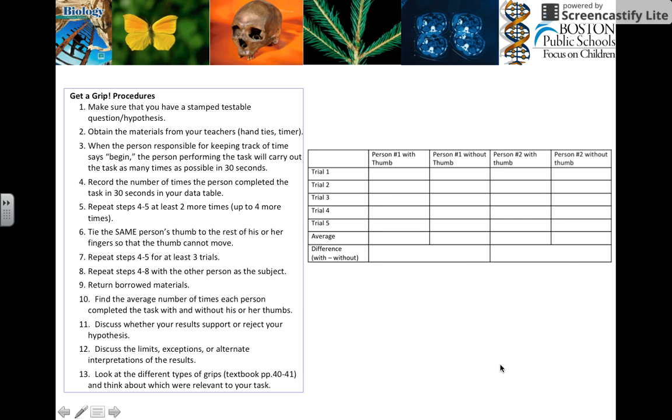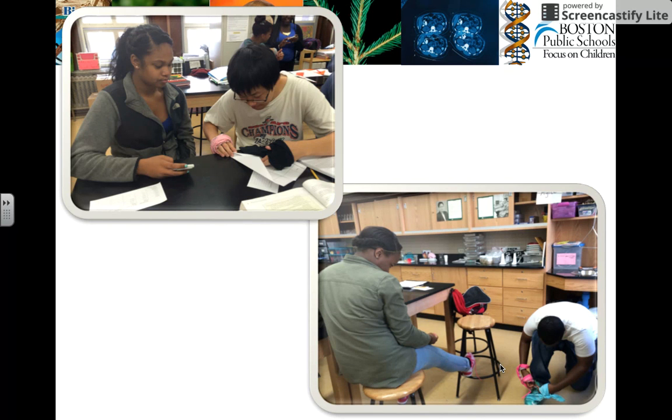In my honors class, I might have them come up with a data table themselves. I do find that even just making a data table is a skill that we need to work on. And so really the focus here is those testable questions. Here are some students in action. This pair decided to do making paper airplanes, and here you see tying shoes.